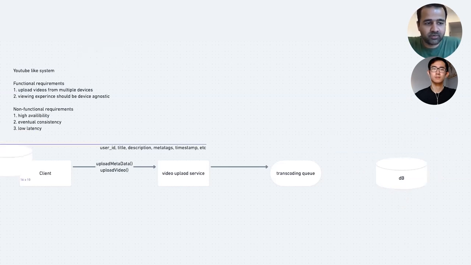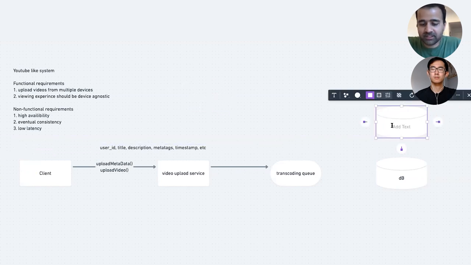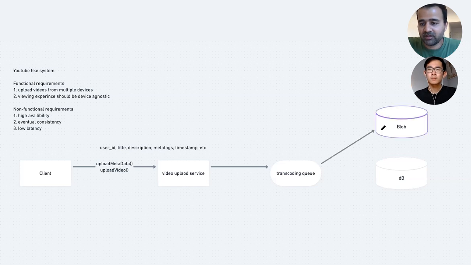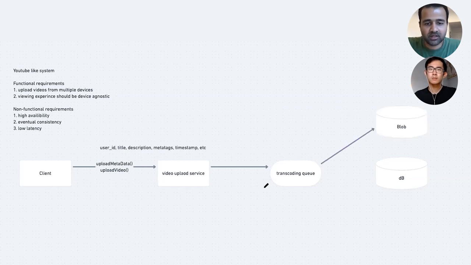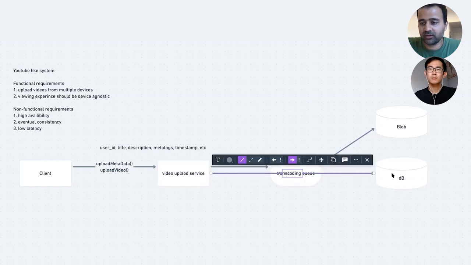another database, another storage that we would have is some kind of a blob storage like S3 to store the actual videos, right? So anything coming from transcoding is going here. All metadata coming from the video service is going here directly.